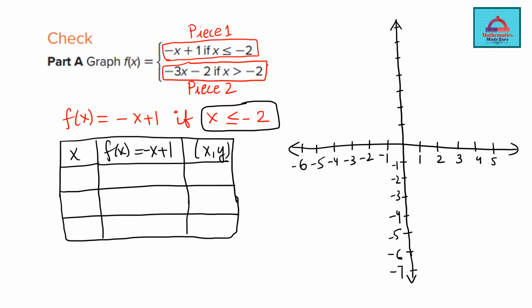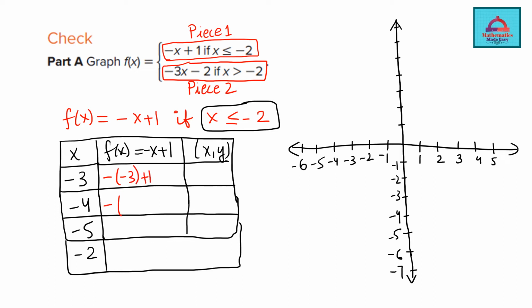Okay, so x less than or equal to -2, so I have to take values like -3, -4, -5. Let's take these values, and because x equal to -2 is also there, we are going to take -2 as well. -2 is included. So what will be the function value? Now we are using minus x plus 1, so minus of -3 plus 1, minus of -4 plus 1, minus of -5 plus 1, minus of -2 plus 1.